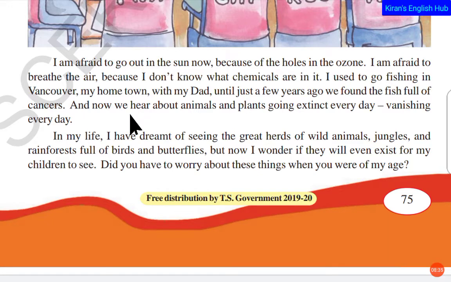And now we hear about animals and plants going extinct every day, vanishing every day. We all know, we all have been hearing that animals are being killed, plants are being killed, and earth is in a very dangerous situation. Though we know this, we are still doing the same by eating the animals, by cutting the trees, by not planting the plants. So she is completely trying to save the environment, save the earth, and she is asking us to help her out, because she alone can't do it.